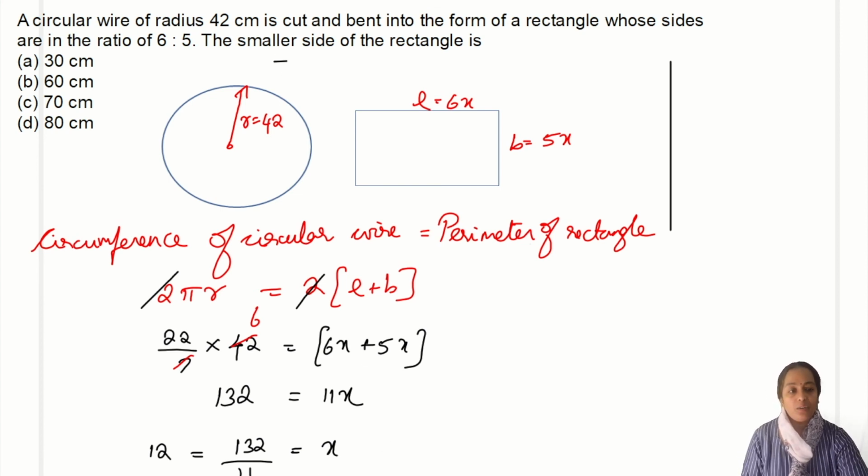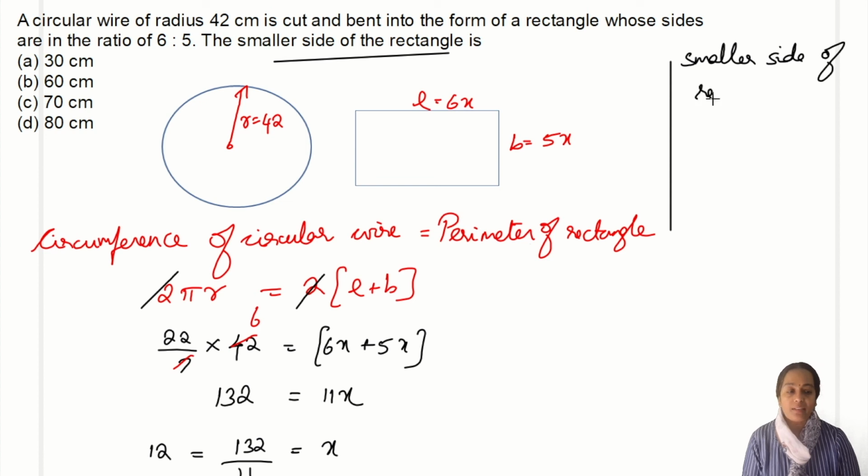Again, what is asked in the question? The question says smaller side of the rectangle. Smaller side is the breadth, which is 5x. Smaller side of the rectangle is the breadth of the rectangle, which is going to be 5x, because we have the ratio of 6:5 given in the question. So this is going to be 5 multiplied with 12. So the answer is 60 centimeters. 60 centimeters, which is option B. Option B is the correct answer, which is 60 centimeters.